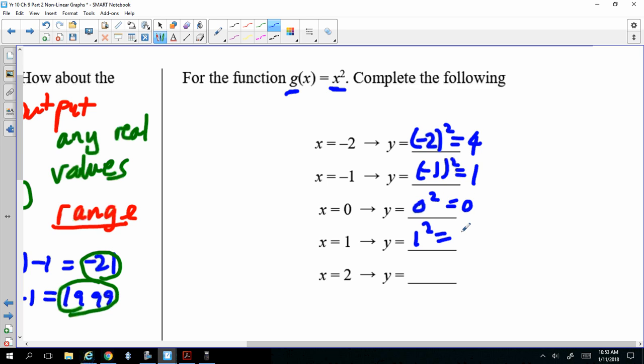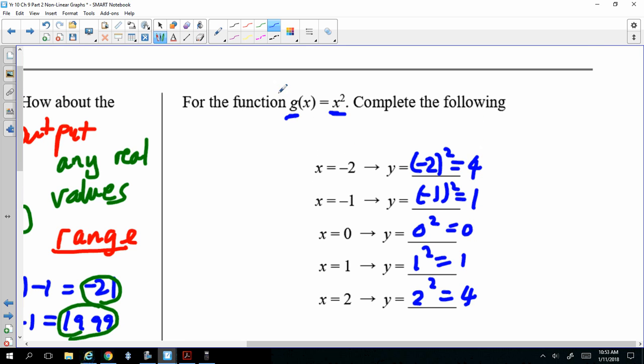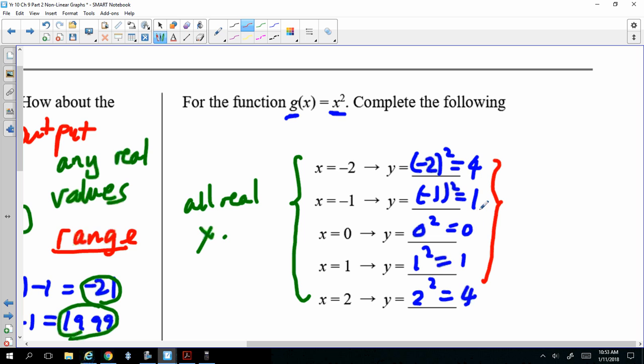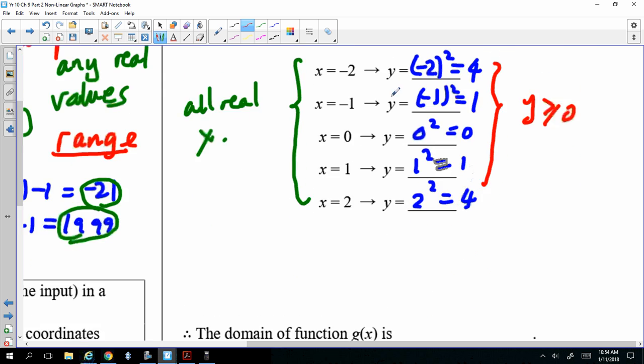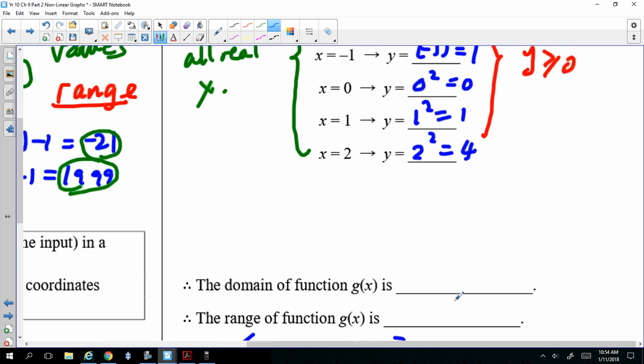So the question is, what are the domain and the range? If you look at this, I could substitute any numbers, isn't it? So all real x is allowed. Now, how about the output? What are the possible outputs it could be? Can the output be negative? No. So in that case, the range will be y bigger than or equal to 0. You expect this function can only give you a non-negative output. So we can summarize it below. For the domain, you will say all real x, whereas the range will be y bigger than or equal to 0. So that's the domain, that's the range.